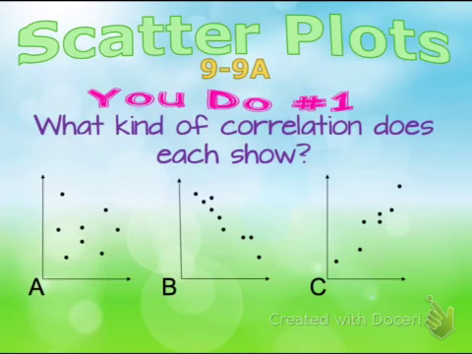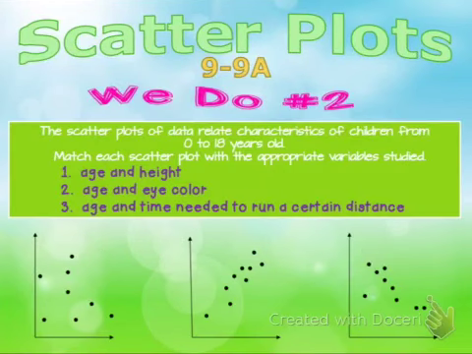So here's your first example. I want you to go through A, B, and C, and I want you to tell me what kind of correlation each of these examples show. So letter A, letter B, and letter C. And you need to write your answers down on your notes. Number 2, we're going to do together. This is giving us examples of scenarios, like things that could be happening in real life, where we're going to match it to what's going on the scatter plot.